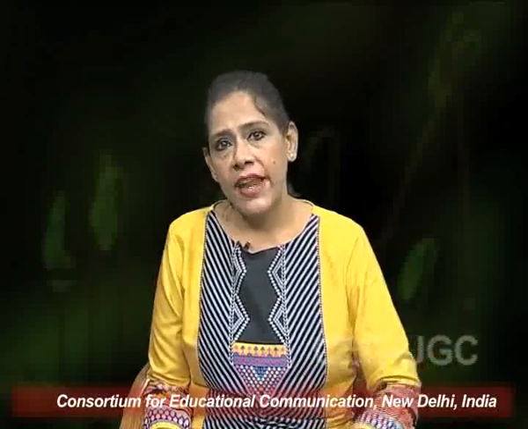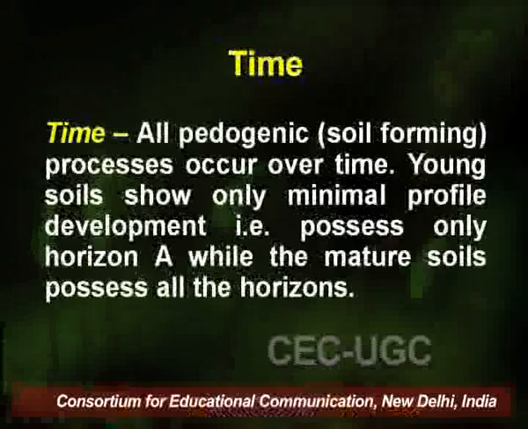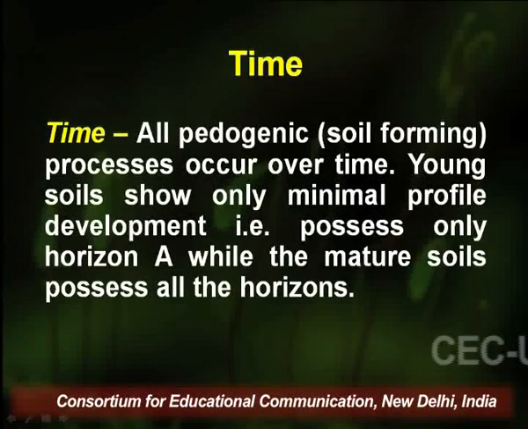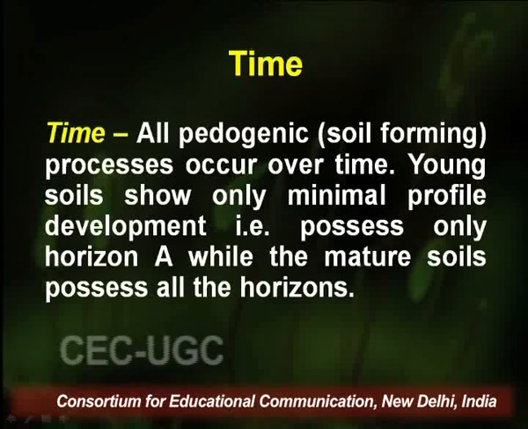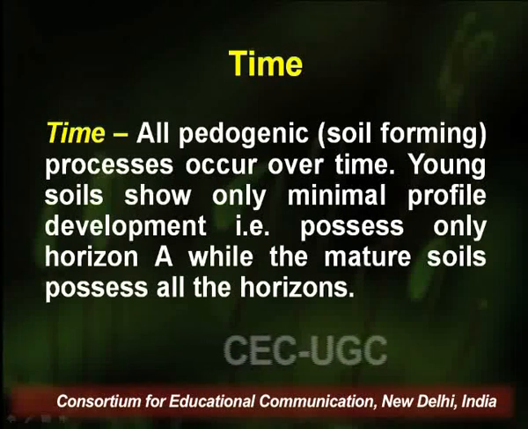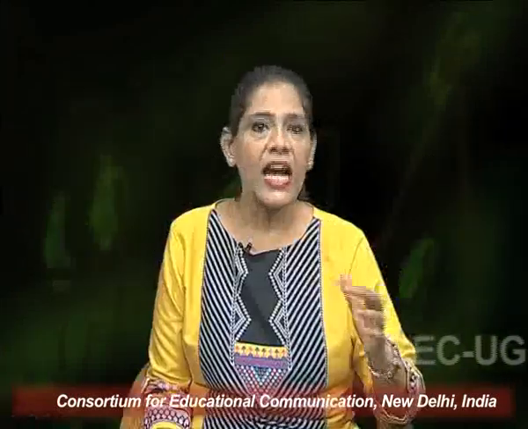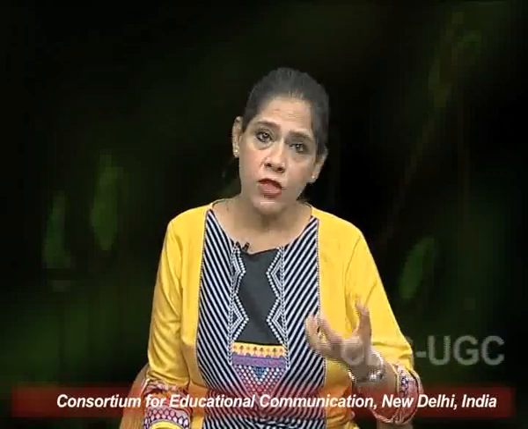Now moving on to the next factor, time. All pedogenic processes occur over time. Pedogenic means soil forming. It's not random, it's gradual. It takes time. Young soils show only minimal profile development, that is, they possess only horizon A. I will be discussing various horizons from O to R in my upcoming lecture. The mature soils possess all the horizons.